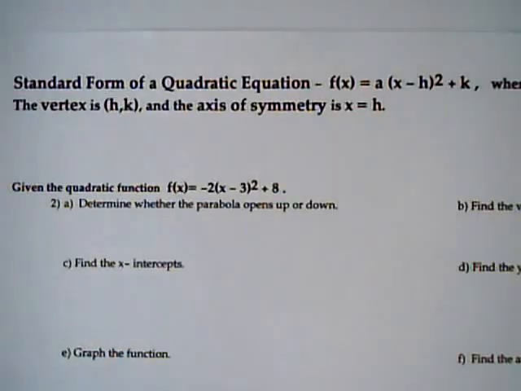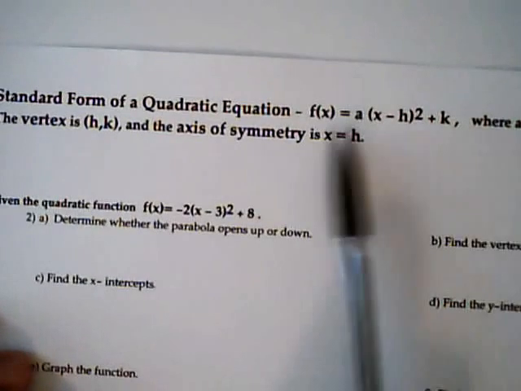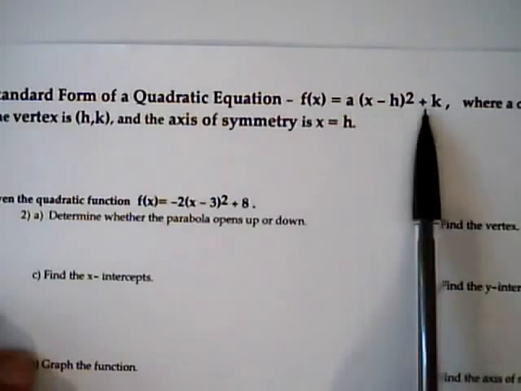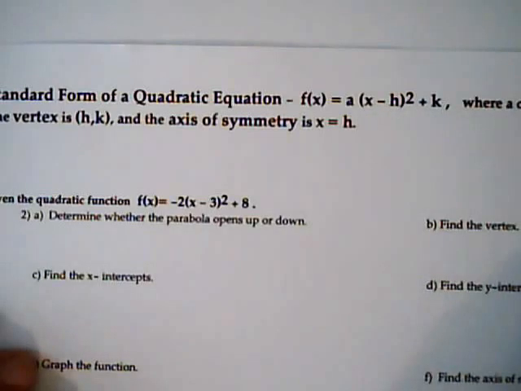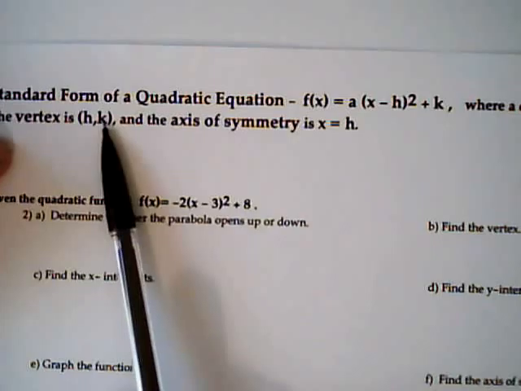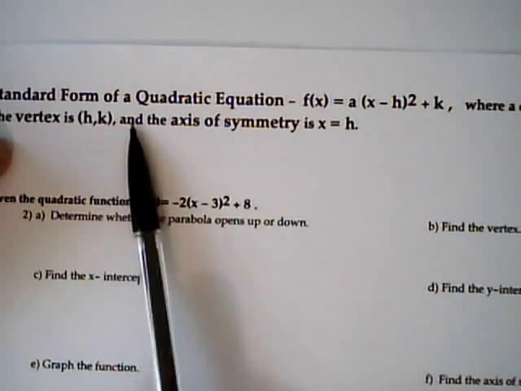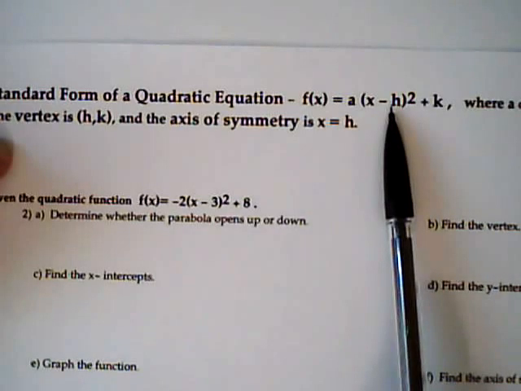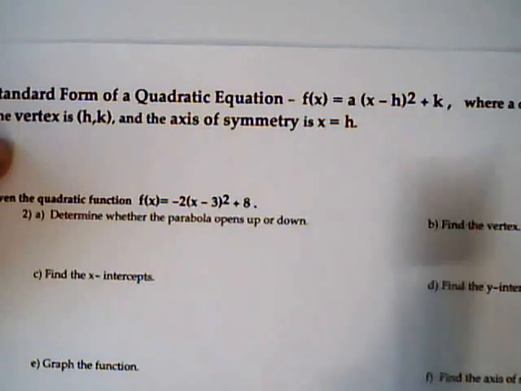Okay, we've talked about the general form of a quadratic equation being ax squared plus bx plus c. Now we're going to look at what's called the standard form. The standard form of a quadratic equation is one written in the order f of x is equal to a times (x minus h) squared plus k, where a cannot equal 0. The vertex of this parabola is the ordered pair (h, k), and the axis of symmetry is the vertical line x is equal to h.